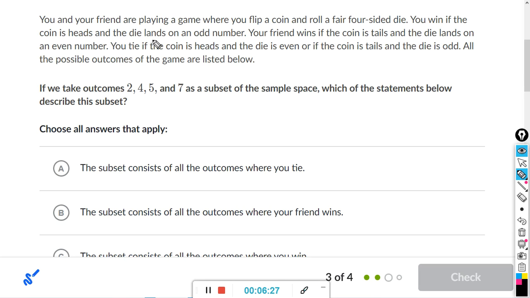You win if the coin is heads and the die is odd. Okay? Your friend wins if the coin is tails. Let me just write, you get the win there. Your friend gets to win if it's tails and even. Okay?